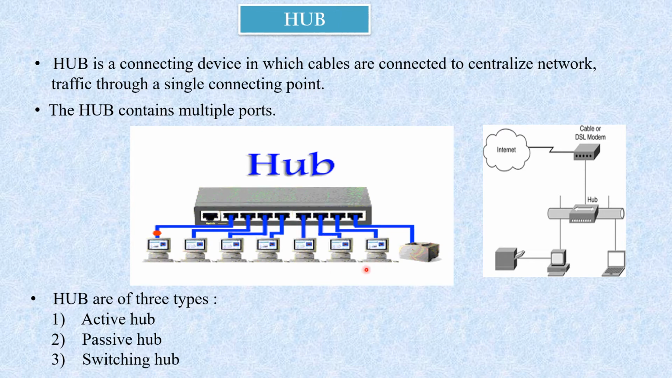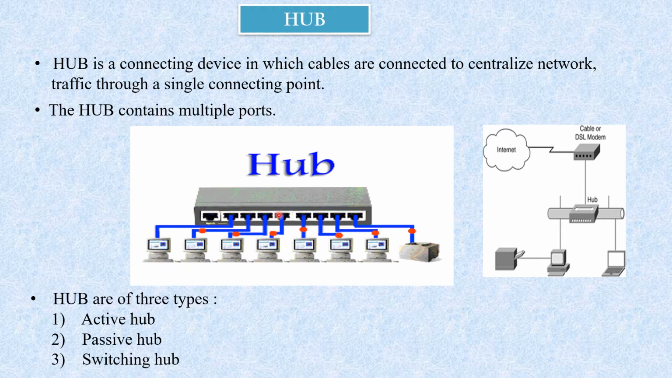So it contains multiple ports. When a packet arrives, what is a packet? A packet is nothing but something which contains the information and data. So when the packet arrives at one port, it is copied to all other ports so that all the segments of the LAN can see all packets. So all the nodes connected in a LAN can see the packet.